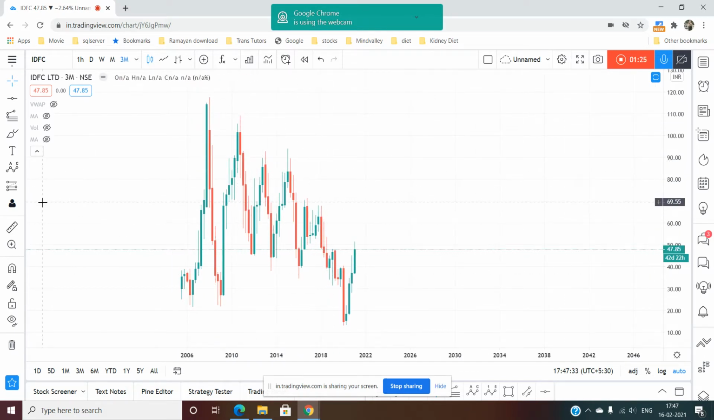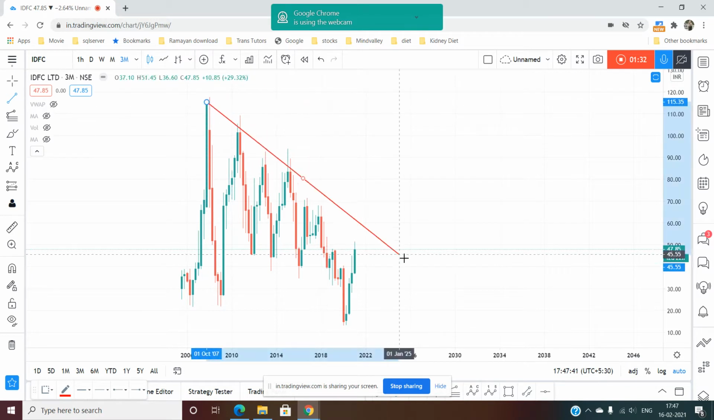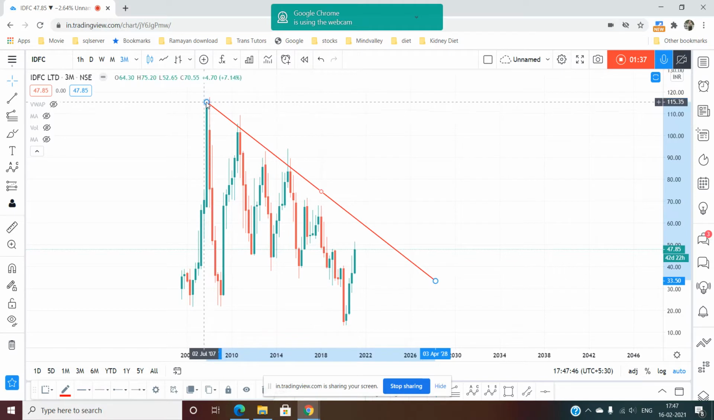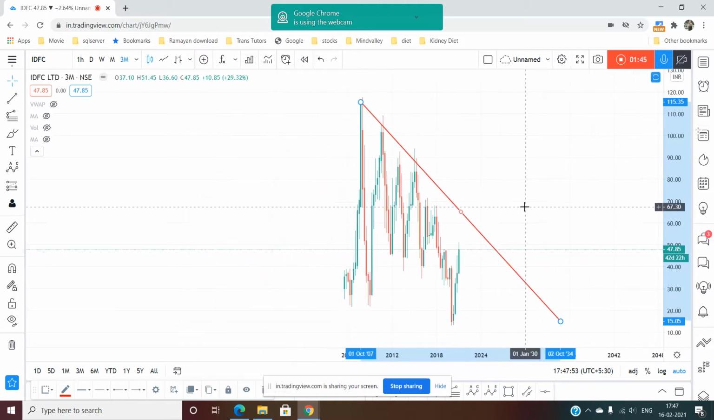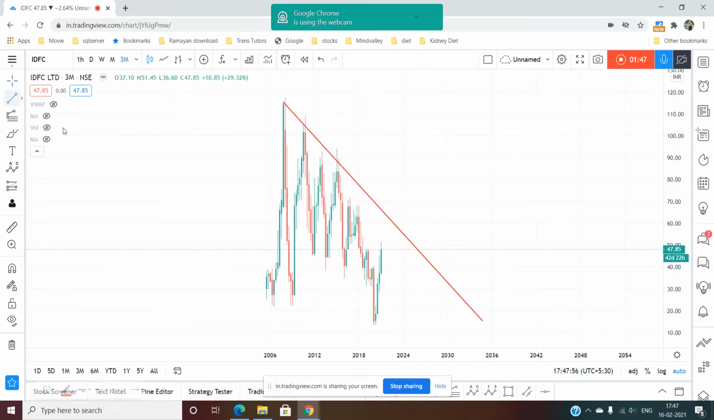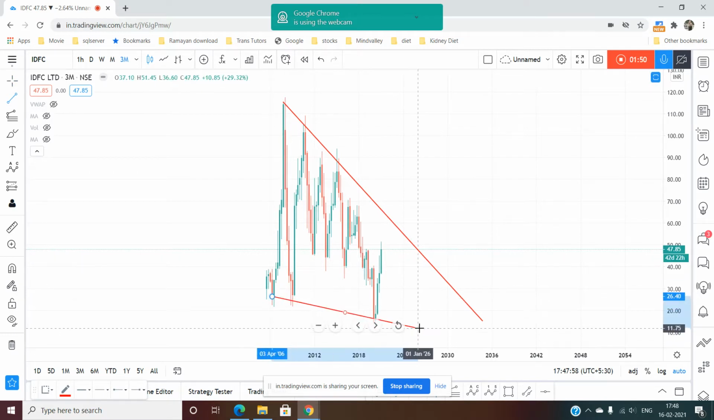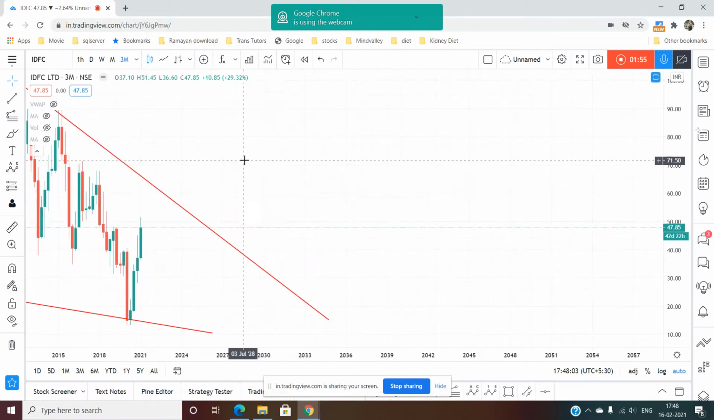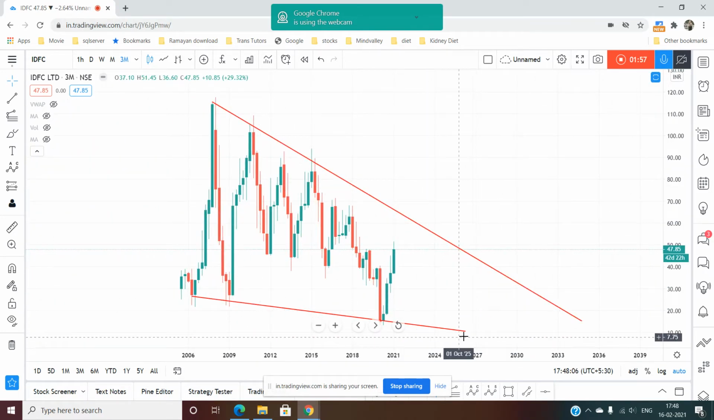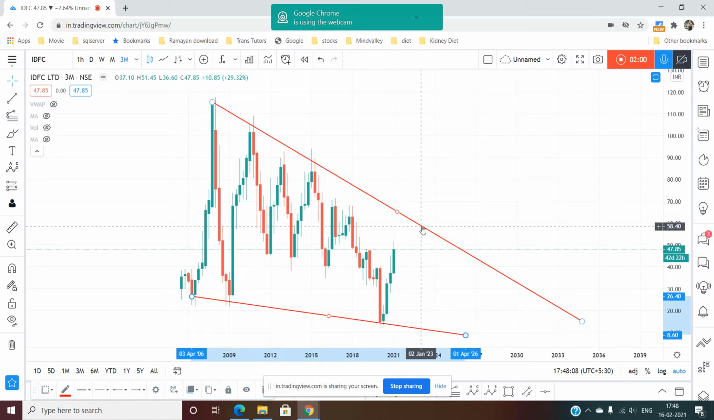Can we create some trend lines and support zones? Okay, so let's start with the trend lines. You can see a nice slanting trend line coming from the top to the bottom of the IDFC Bank chart, and the same we can do from the bottom. So if you see, this bottom trend line we can also create. You can see this chart is very nicely done.